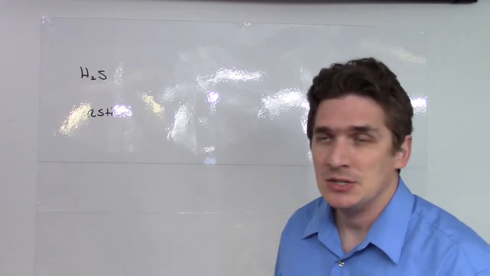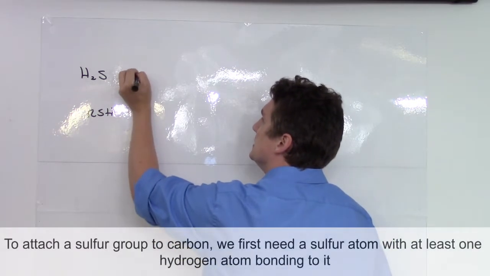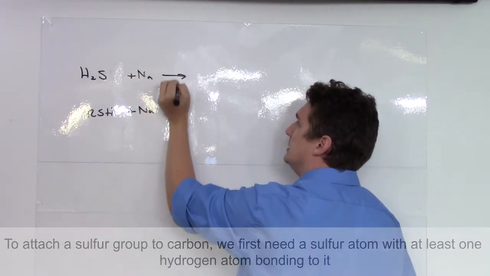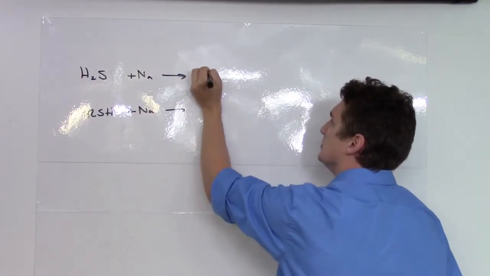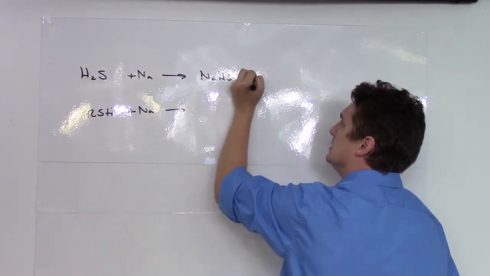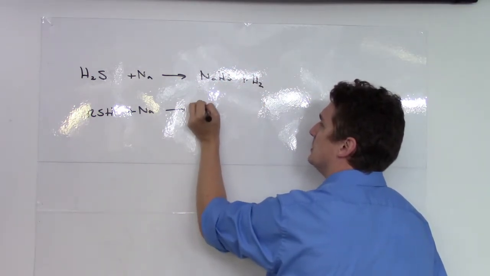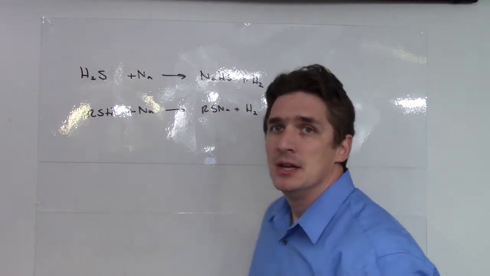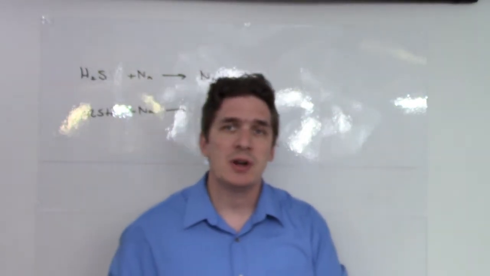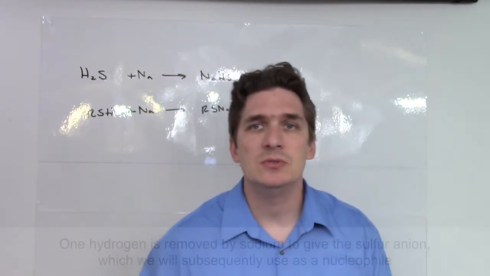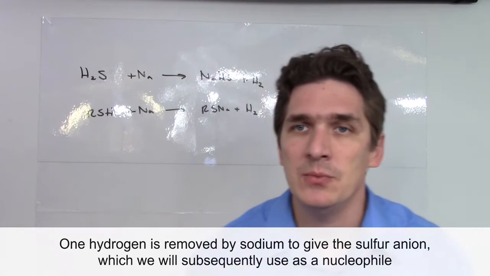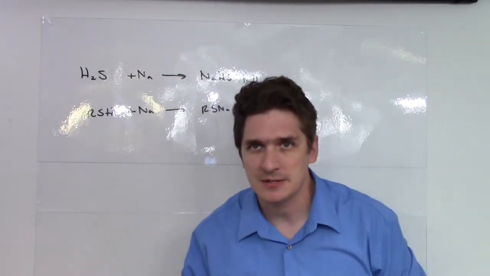Now, how do we attach it? Well, the first thing we have to do is add something like sodium metal. And yes, I know it isn't balanced, but we'll end up with NaHS plus hydrogen gas, or we'll end up with RS Na plus H2 gas. So in both these cases, we're abstracting one of the hydrogens off of sulfur using sodium as a reducing agent for the hydrogen, and we end up producing these organometallics.